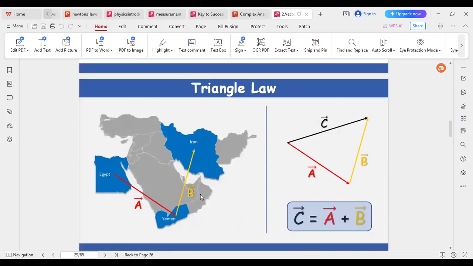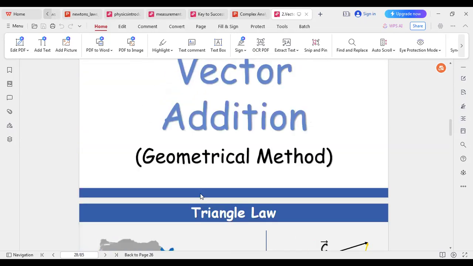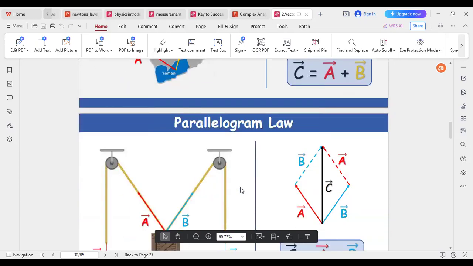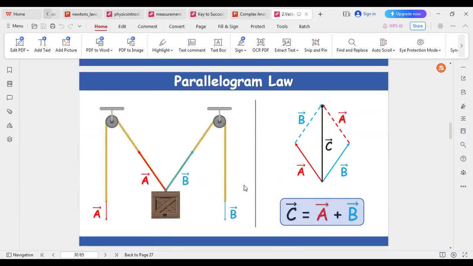So now, vector addition geometrically. Triangle law. Suppose Iran, Egypt, and Yemen. We are connecting Egypt to Yemen as A vector, and Iran to Yemen is B vector. Then the distance from Egypt to Iran will be indicated by C vector. So C vector can be represented as A vector plus B vector. This is the triangle law. Similarly, parallelogram law.